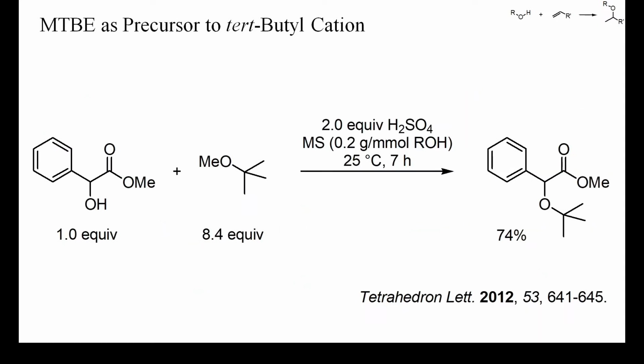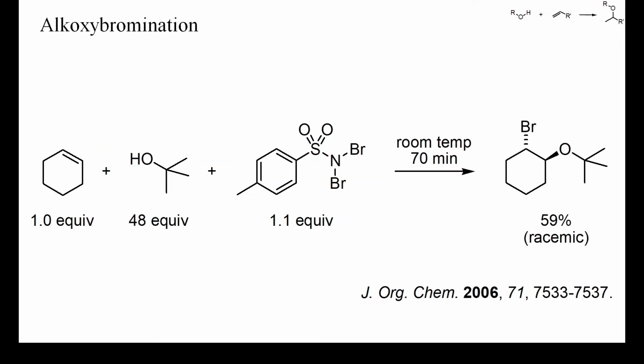As an alternative to isobutene, tert-butanol or MTBE can also be used as synthetic equivalent of the tert-butyl cation. In this example, methyl mandelate was tert-butylated by treatment with MTBE and sulfuric acid. Instead of Brønsted acids, other electrophiles can also be used to convert alkenes into carbocations. In this example, an N-bromosulfonamide was used to bring about the alkoxybromination of cyclohexene, and the reaction was conducted in the alcohol as a solvent.